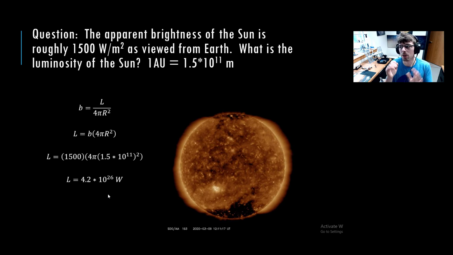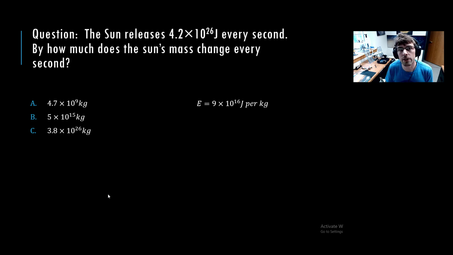Okay, so here's the next question. Now we're going to take the two numbers that we have, the answer to the last question and this question, and use both of them. The sun releases 4.2 times 10 to the 26 joules every second. A joule per second is a watt. Question for you: by how much does the sun's mass change every second? And you say, what do you mean? Don't forget, two problems ago, we found that 1 kilogram of material corresponds to 9 times 10 to the 16th joules. So go ahead, take a stab at it.